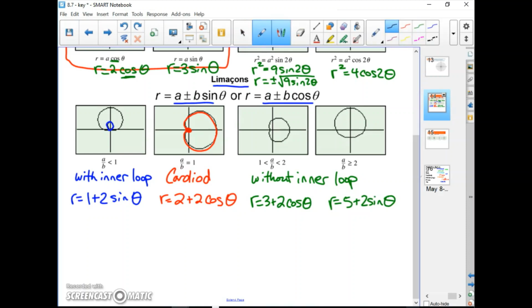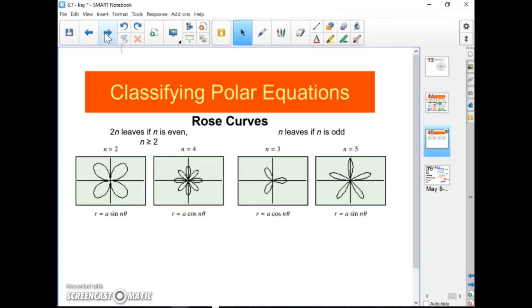You want to pay attention to the numbers. The cardioid is the easiest one to pick out because those two numbers will be equal. If those two numbers are equal, it's going to be a cardioid. If this number is bigger than this number, it's going to have an inner loop. Otherwise, if this second number is smaller than the first number, it's not going to have an inner loop. So those are the limaçons. So we've got circles and lemniscates and limaçons and roses.